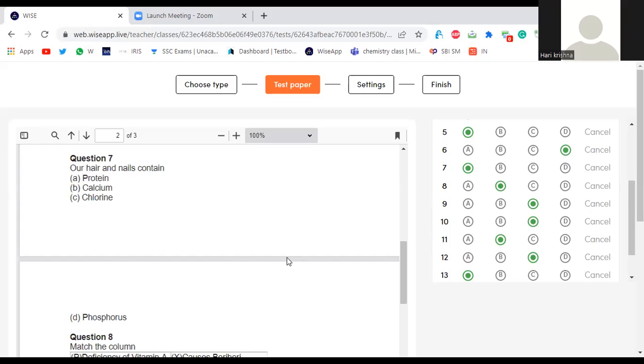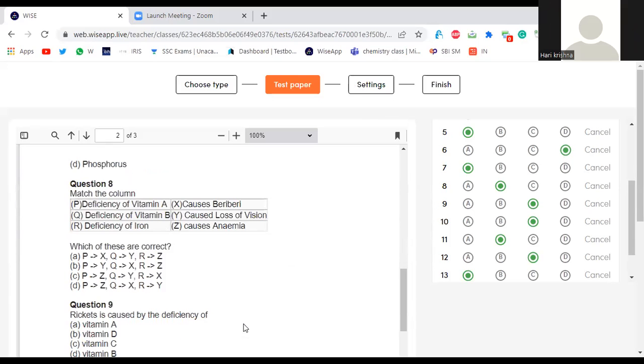Okay, so next one, eighth. Deficiency of vitamin A. It is option B, sir. Deficiency of vitamin B will cause beriberi. Deficiency of iron will cause anemia. So in the next question, we have selected the wrong answer. Just wait for some time. We are discussing one by one, right? Wait.